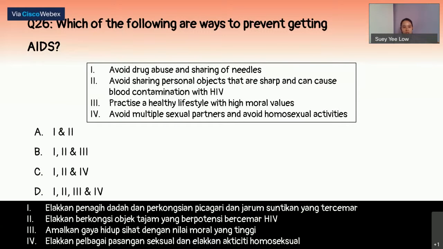Okay, of course, the answer will be D, all of the above. Be careful and avoid the above two activities. Avoid 1, 2, 3, 1, 2, 4. No drugs, no sharing needles, no sharing personal objects, especially for guys. So avoid multiple sexual partners or homosexual activity, and practice a healthy lifestyle by eating more fruits and vegetables and doing exercise. Okay, good job.